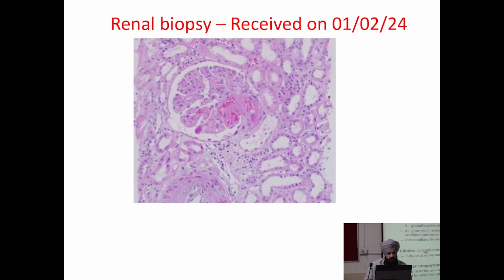In tubules, normal cytoplasmic vacuolar changes were observed, and IFTA, as you can see here, is almost minimal, 10 to 15%, ruling out the chronicity of the disease. In vascular compartments, few arteries and arterioles reveal vessel fibrinoid necrosis and luminal thrombotic occlusion, making a diagnosis of TMA.